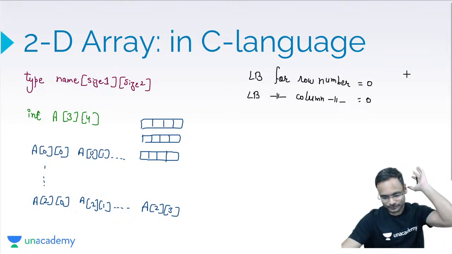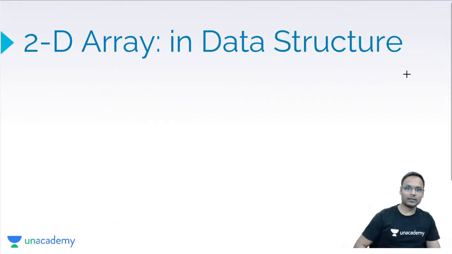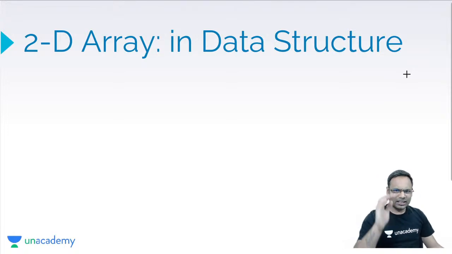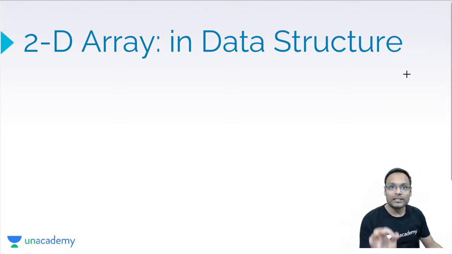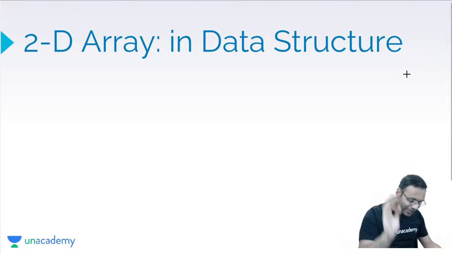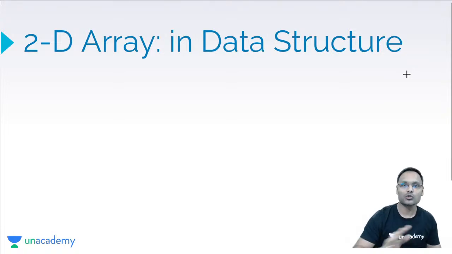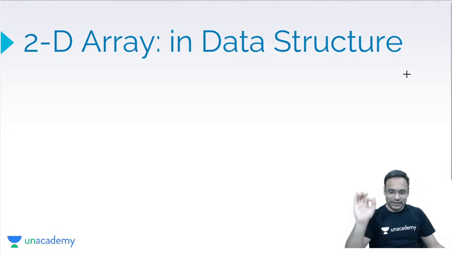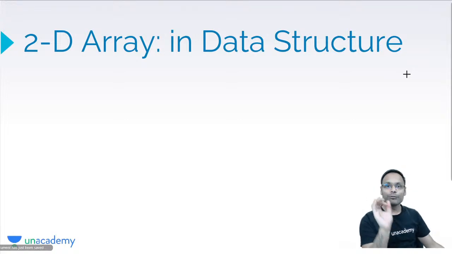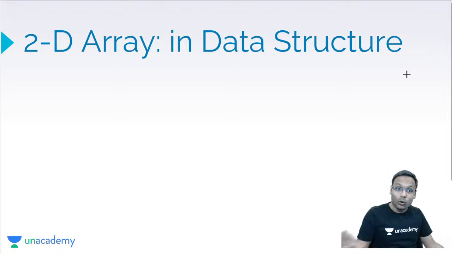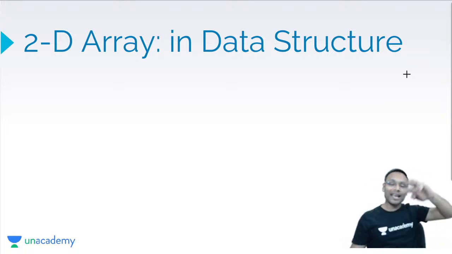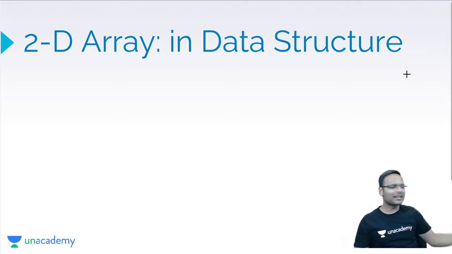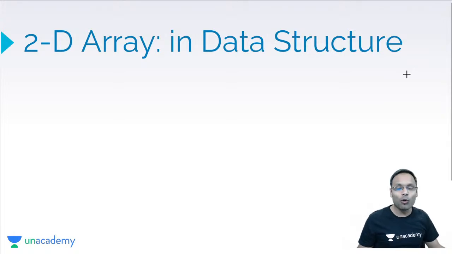Now listen. In data structure, do we have a fixed lower bound? Yes or no? You tell me, do we have a fixed lower bound of 0 only in data structure? No. Lower bound can start from 1. Yes. Can start from 2. Yes. Can start from 3. Can start from -2, -5, -6. Any integer you want, positive, negative, 0, whatever.